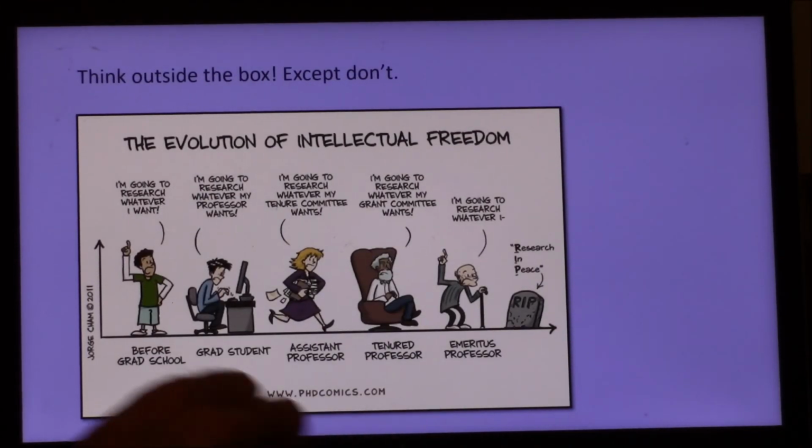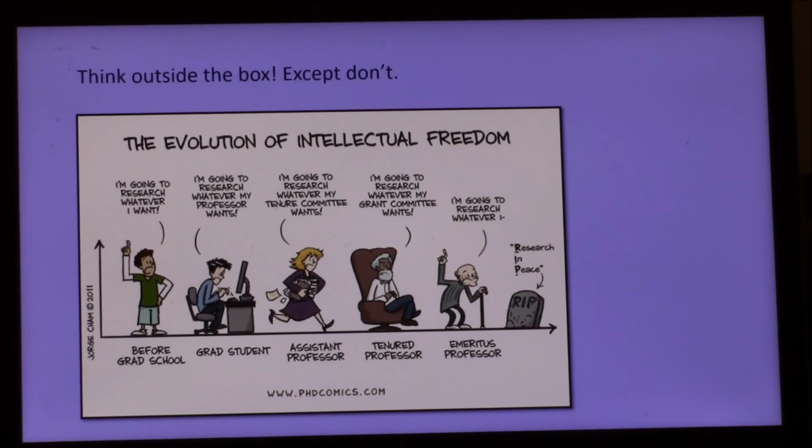So, let's see, what's this joke here? I've forgotten about this one. Before grad school, that's exactly right. I'm going to research whatever I want. Then as a grad student, I'm going to research whatever my professor wants. Then as an assistant professor, I'm going to research whatever my tenure committee wants. And that's what that document was a minute ago, is what the tenure committee wanted. Tenure professor, I'm going to research whatever my grant committee wants. I don't have to worry about grants. And then emeritus professor, I'm going to research whatever and then they died.